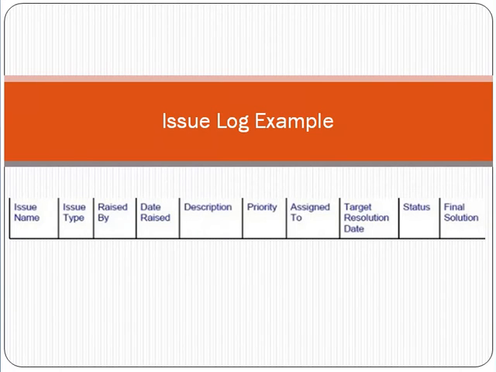Now friend, an issue log example. You can make this issue log in Microsoft Excel or Microsoft Word, whichever is suitable for you. For example, issue name: what is the issue name? Issue type: for example, it pertains to software, hardware, human resource, whatever it is. Raised by: who is the person who raised that issue, for example from the customer side or from the internal side. Date raised: the date on which the issue was raised. Description: what is the issue actually?